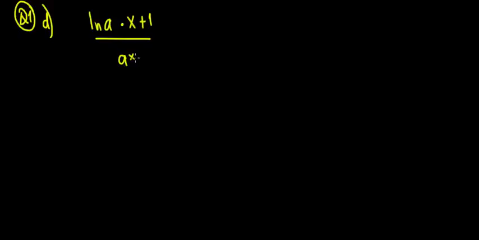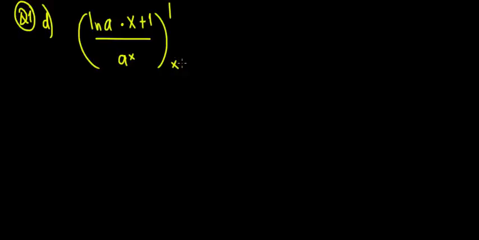Let's solve question 1D in this video. So question 1, part D, we have ln of a times x plus 1 divided by a to the power of x, derivative with respect to x. So if we differentiate with respect to x, let's just write it here as an index. We're differentiating with respect to x.